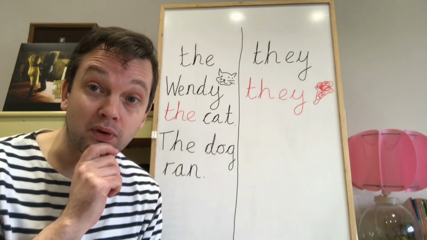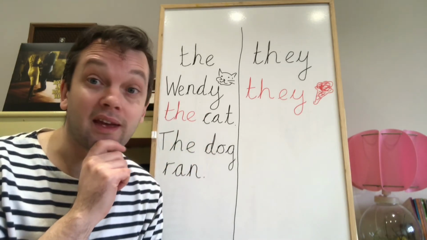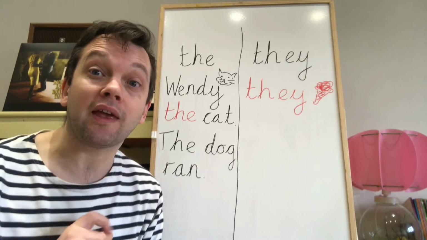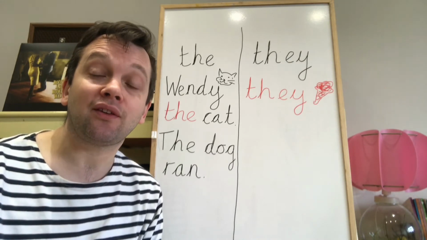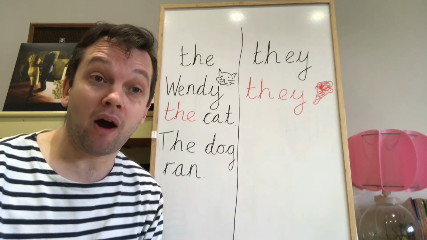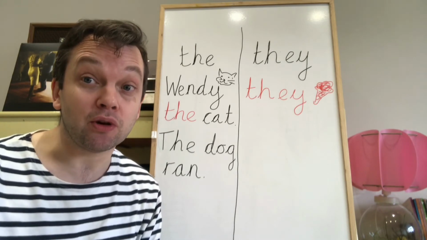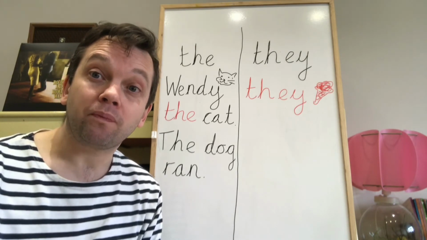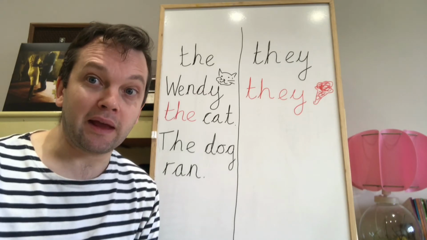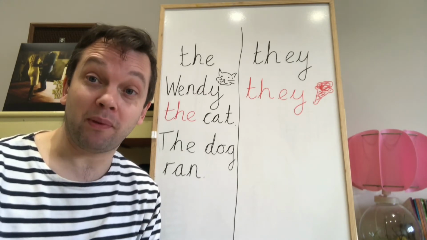Now, once you have done that, I want you to use the words the and they to tell a little story, okay? So you might say, here's an example. You might say, Wendy the cat was in the park when she saw some children with a ball. They were playing football.